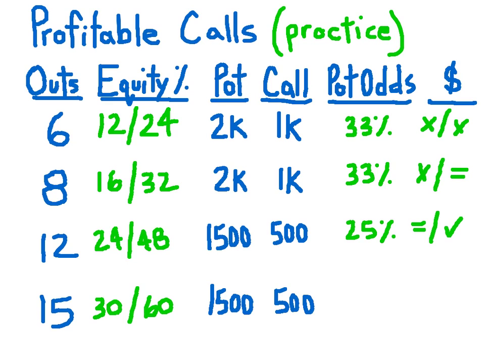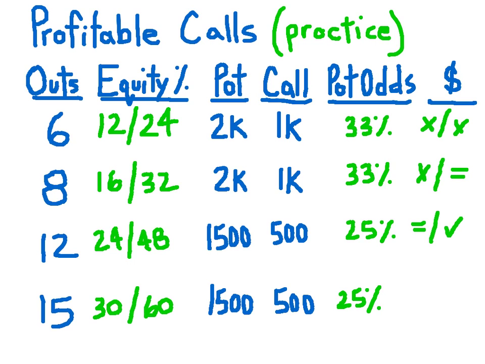And as your equity in the hand gets higher, the rule of 2 and 4 actually breaks down a bit. That's where the margin of error expands. So you don't actually have 60%. It's slightly lower. But let's keep going. The pot odds are still the same, 25%.